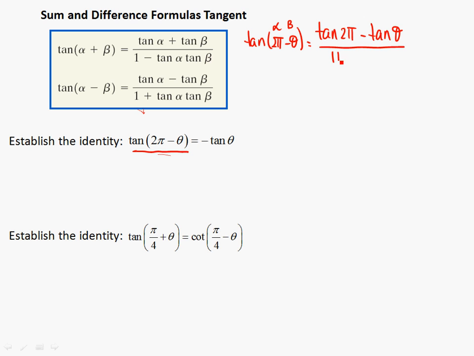Divided by 1 plus the tangent of 2 pi times the tangent of theta. And then how much is the tangent of 2 pi worth? On the unit circle, 2 pi would be over here. It's a full rotation. The location then would be 1, 0. And the tangent is sine over cosine, right? So it'd be 0 over 1, which is 0.